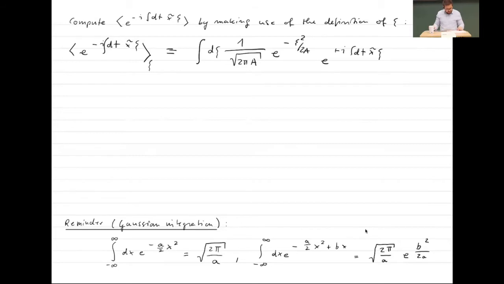So this here is the integral. And now we just put everything together: the integral over psi, 1 over square root of 2 pi a, e to the minus psi squared over 2a, and e to the minus i integral dt x tilde psi. That's the first one, so that would be a plus then. Minus i integral dt x tilde psi. I just combined the exponentials.